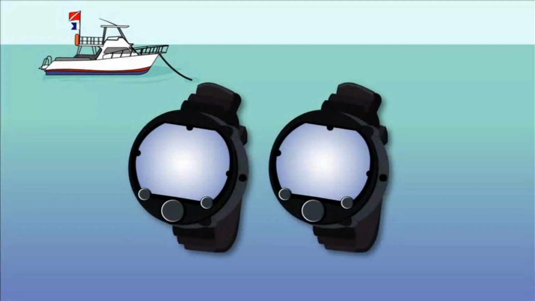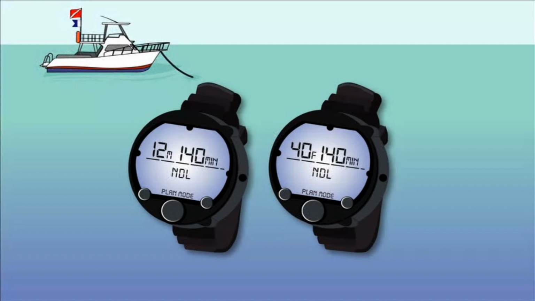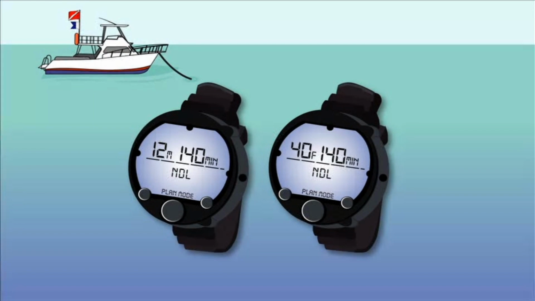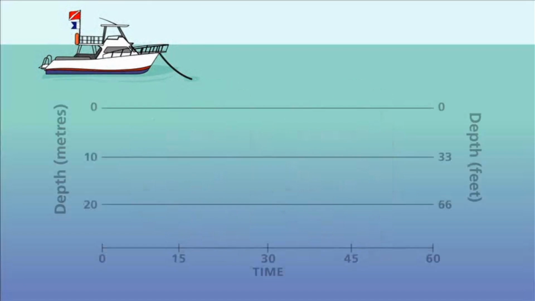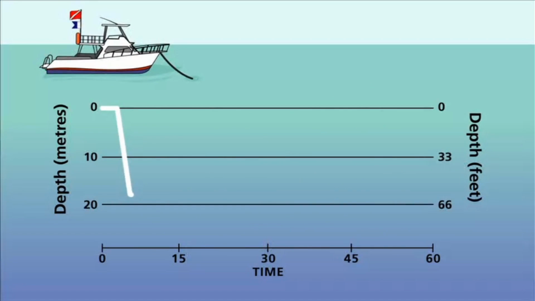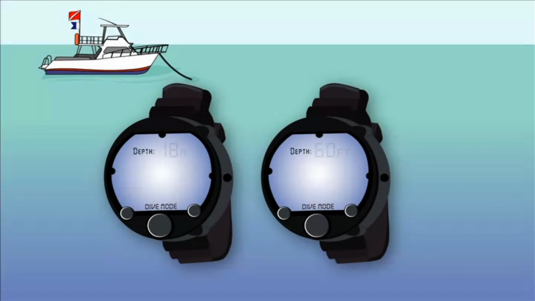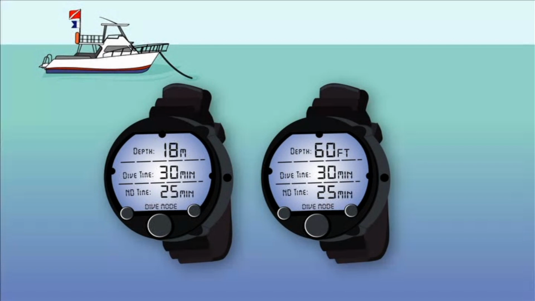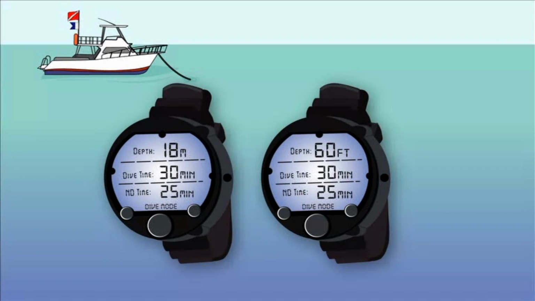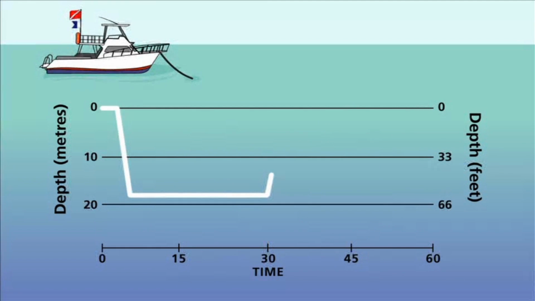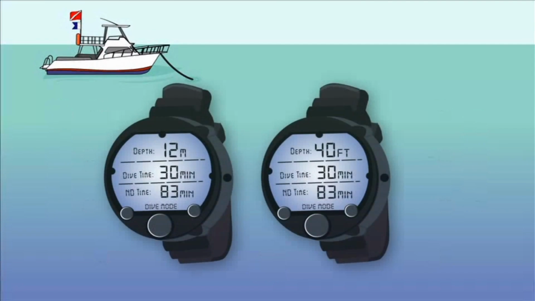During pre-dive planning, they scroll their no-stop times. Their computers show 140 minutes no-stop time at 12 meters or 40 feet, and 55 minutes at 18 meters or 60 feet. They decide they will descend to 18 meters or 60 feet, then start back up at 30 minutes. The dive goes as planned. After half an hour at 18 meters or 60 feet, their computers show 25 minutes no-stop time remaining. They head upward along the reef and level off at 12 meters or 40 feet.